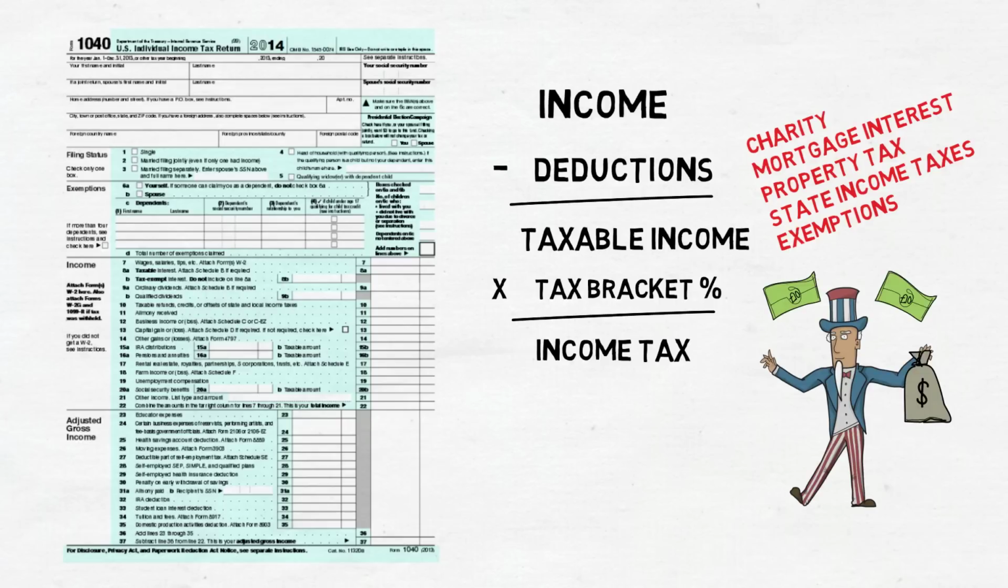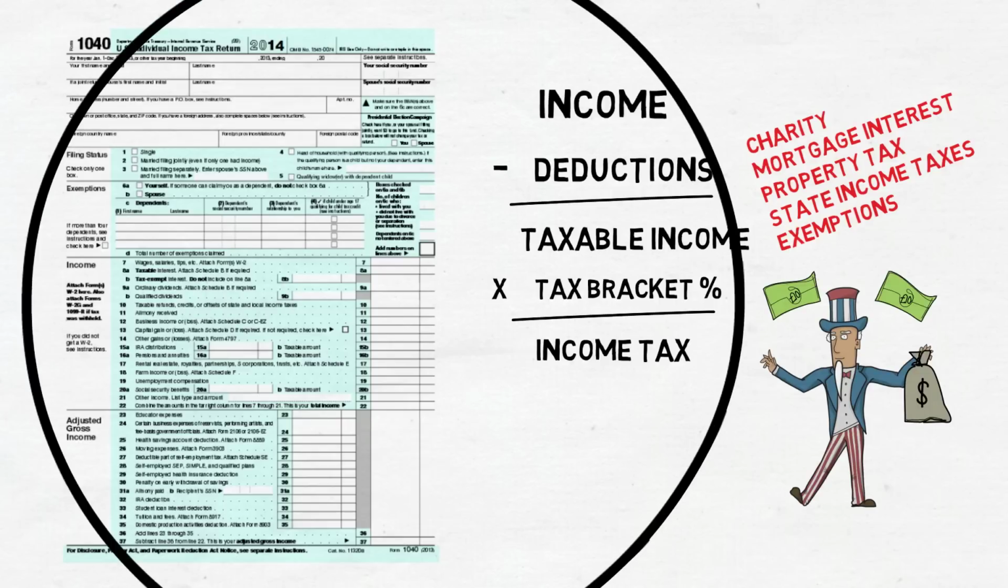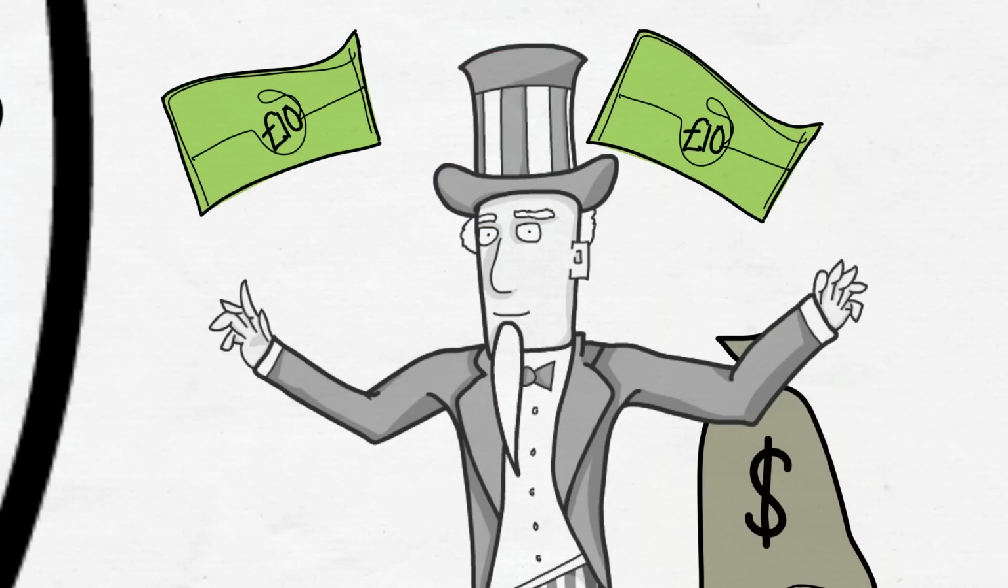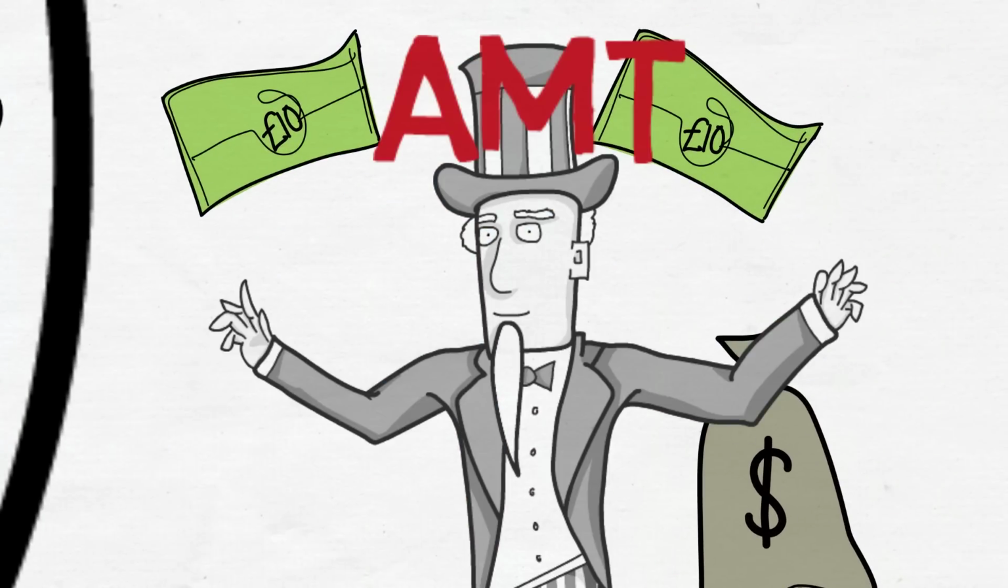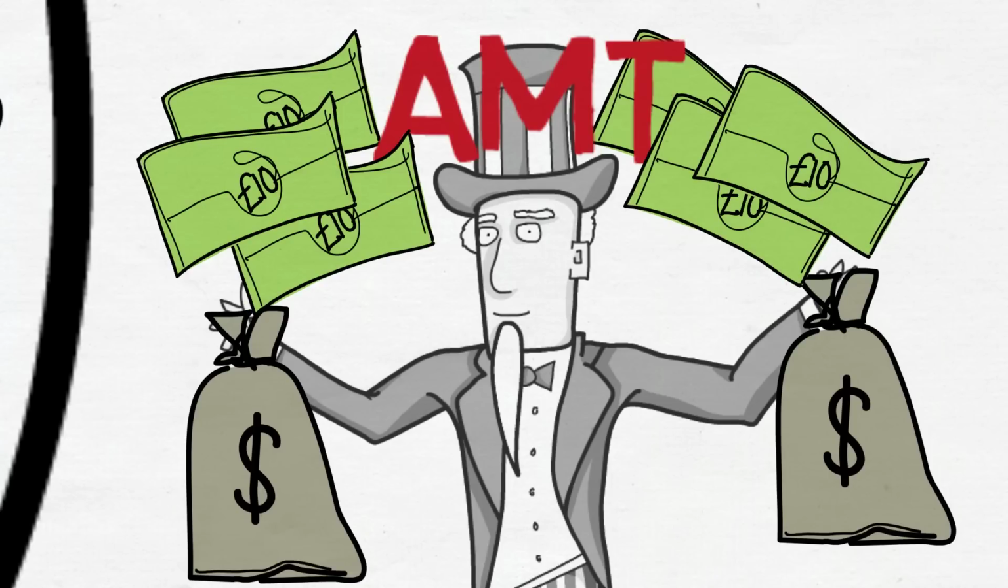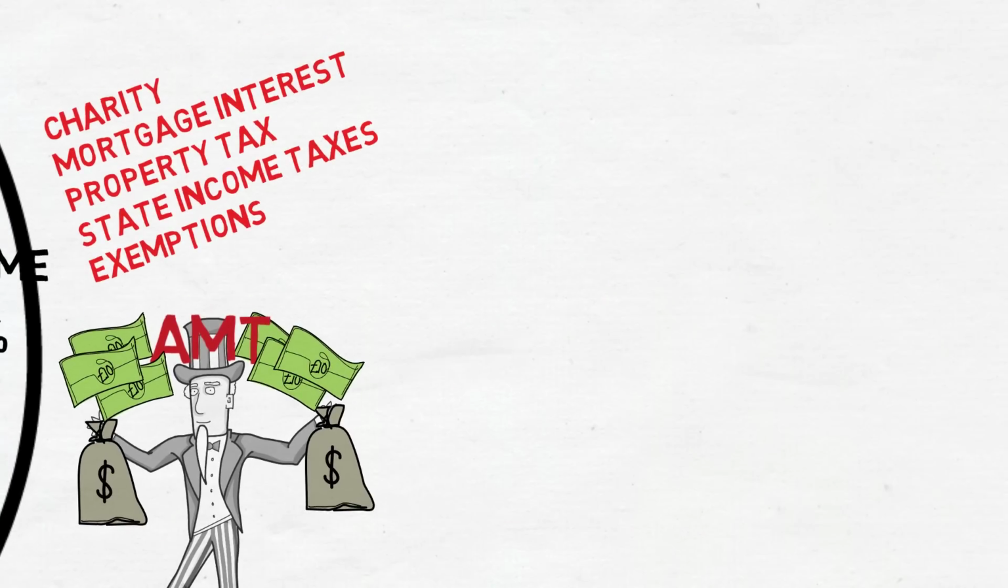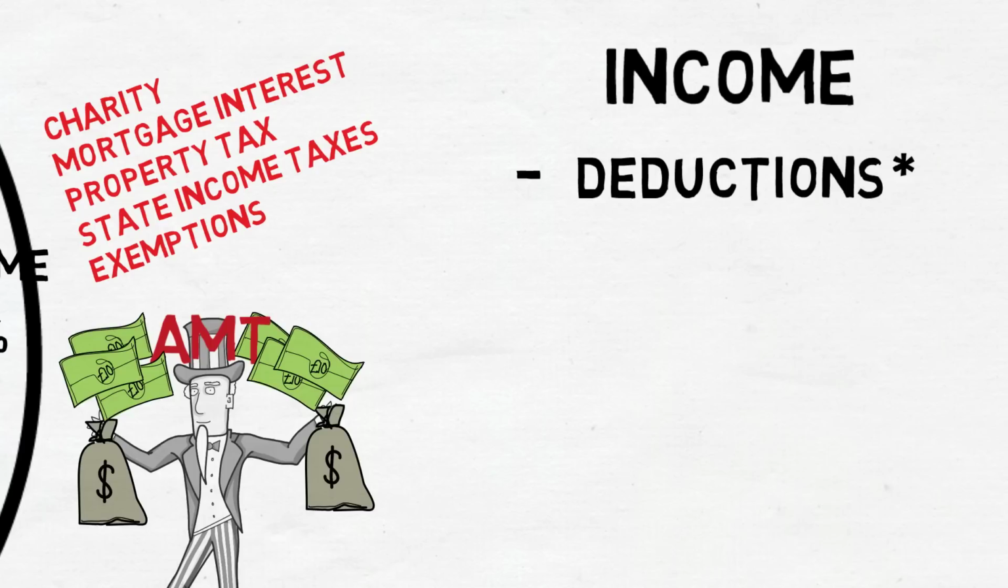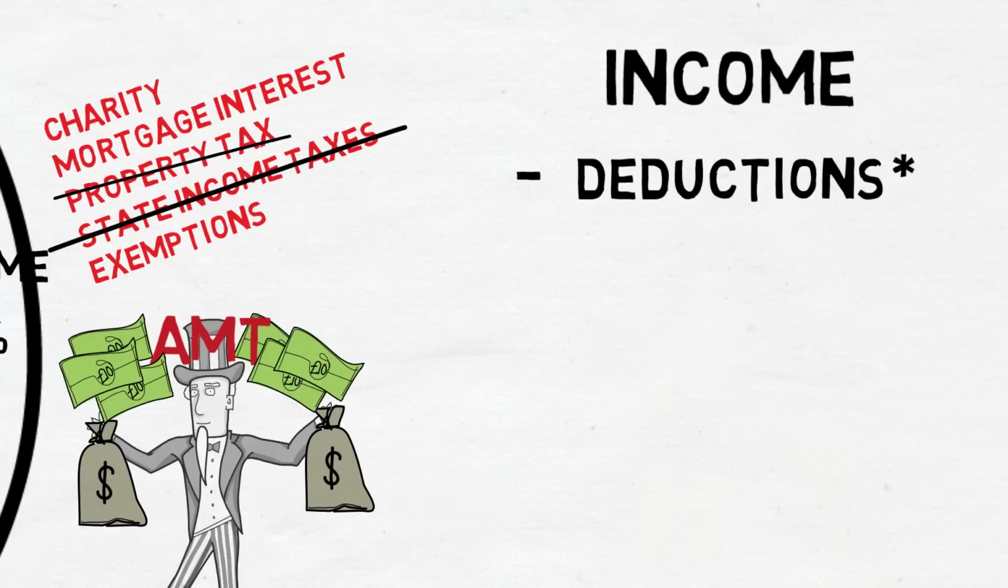Now what people don't realize is that behind all of this is another tax guy. He's called the AMT tax guy, and he's going to want to try to squeeze more money out of you. He does this by saying, hey, we're going to change the calculation up a little bit. We'll take your income and we'll also minus deductions, but there'll be some deductions we won't allow, such as property tax, state income taxes, and exemptions.